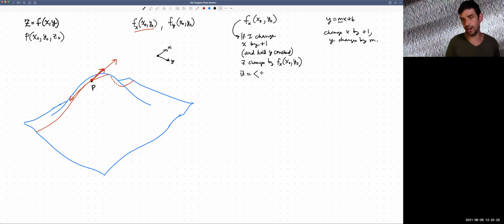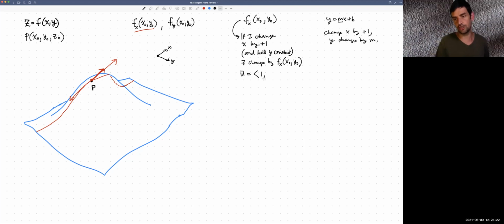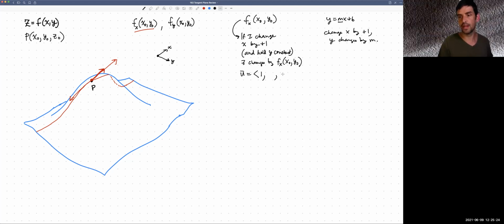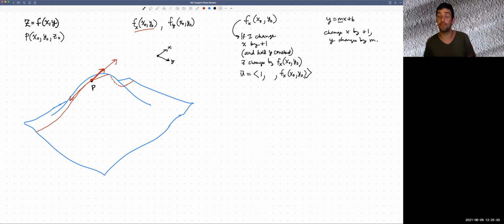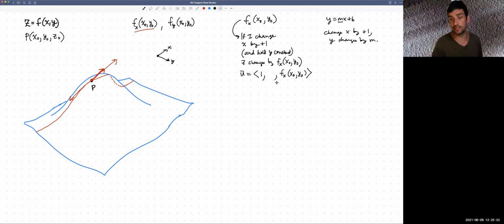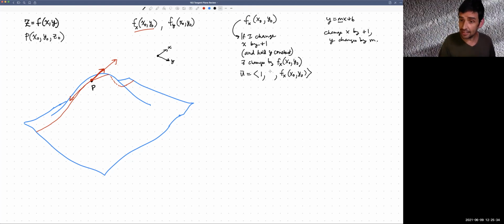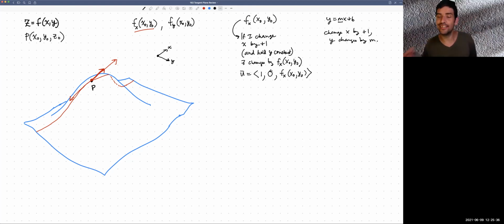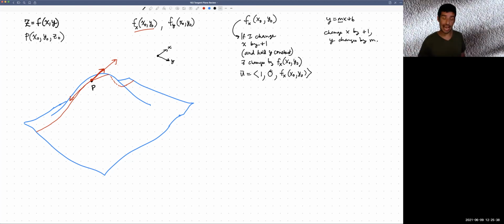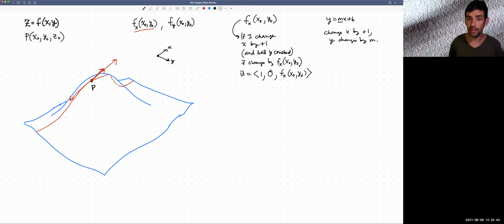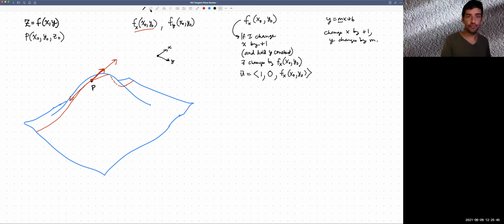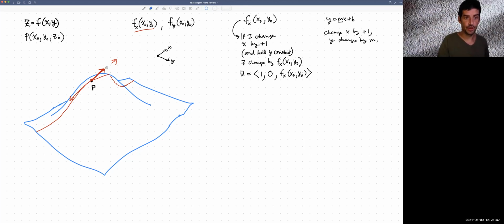Well, the u vector has to have it so that if I change x by 1, z will change by the amount of that partial derivative at that point, okay? And y isn't changing. Nothing happens to the y coordinate along that vector, okay? So there's the first vector I want.